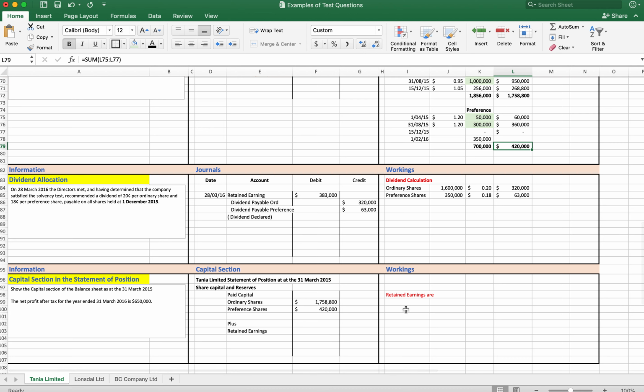Retained earnings. Let's have a look here. It tells us there was a $650,000 profit. We did this journal up here, which says that out of that profit we're going to give that amount to the shareholders as a dividend. So there's the profit less the dividend paid. That'll give you that amount as retained earnings.